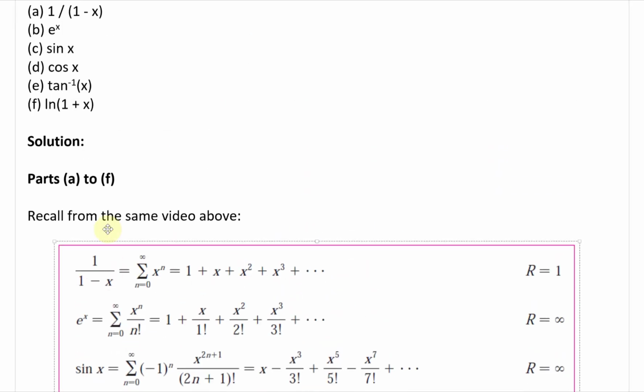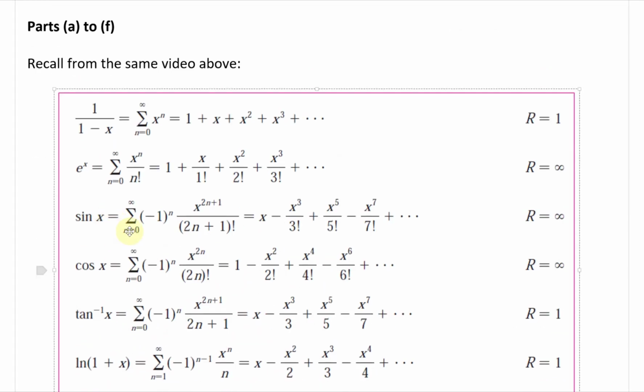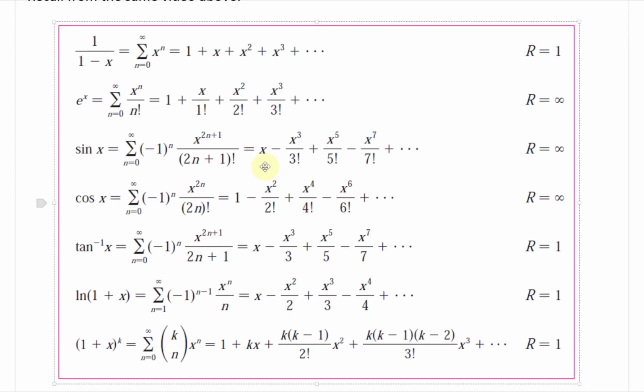And now the next one is sine of x. Sine of x is the summation from n equals 0 to infinity of negative 1 to the power of n times x to the power of 2n plus 1, divided by 2n plus 1 factorial. So it looks like x minus x cubed over 3 factorial. It skips one each time, then plus x to the 5 divided by 5 factorial, then a minus. It's alternating, and you're going by odd powers and odd factorials.